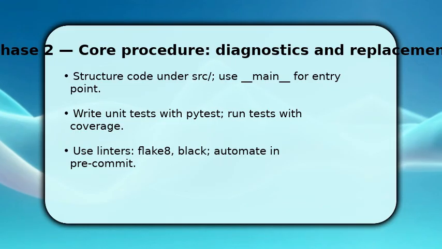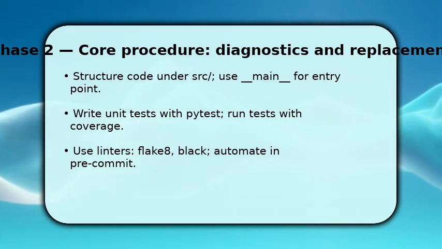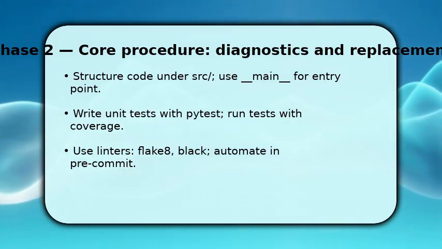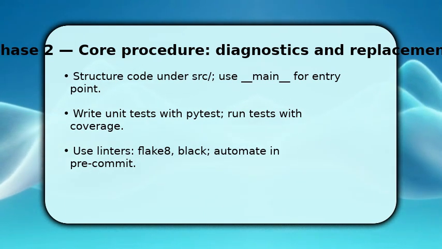Make linting and formatting automatic with pre-commit hooks so style issues don't slow reviews. Use virtualenv scripts to run tests and linters uniformly. This ensures your development environment mirrors CI behavior and reduces "works on my machine" problems.